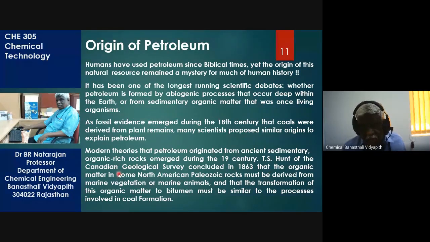Okay, the modern theory that petroleum originated from ancient sedimentary organic-rich rocks emerged during the 19th century. T.S. Hunt of the Canadian Geological Survey concluded in 1863 that the organic matter in some North American Paleozoic rocks must be derived from marine vegetation or marine animals. Remember, Paleo is the period in the evolution of Earth, thousands and thousands of years ago, right? And that the transformation of this organic matter to bitumen must be similar to the processes involved in coal formation.